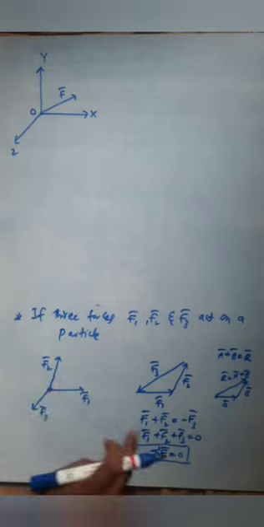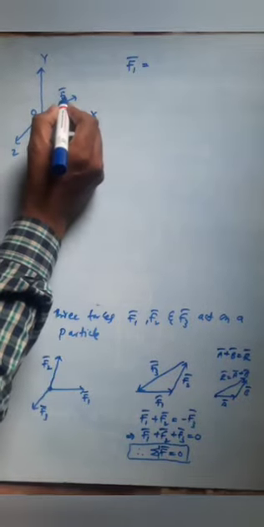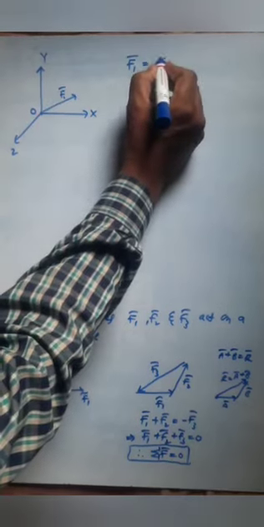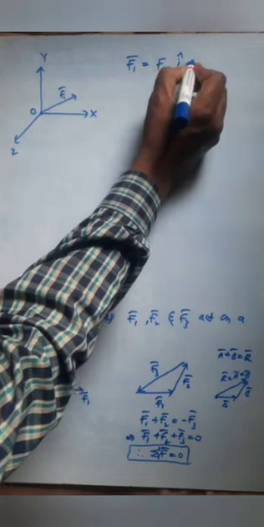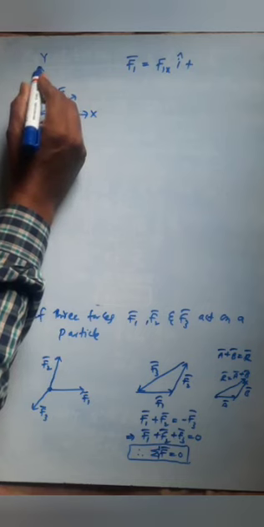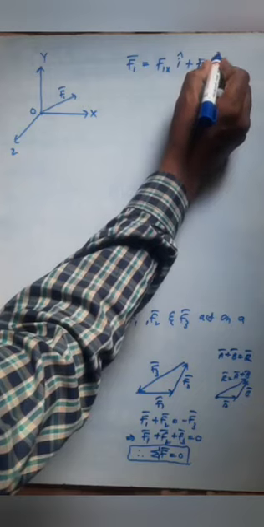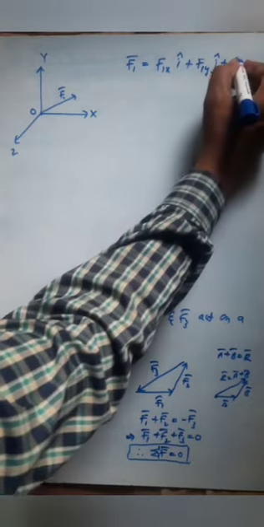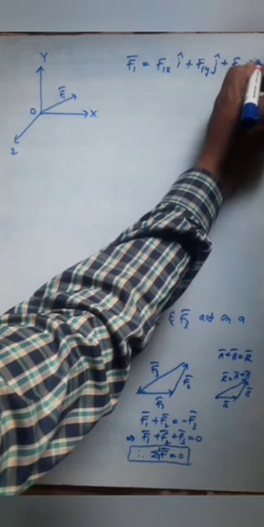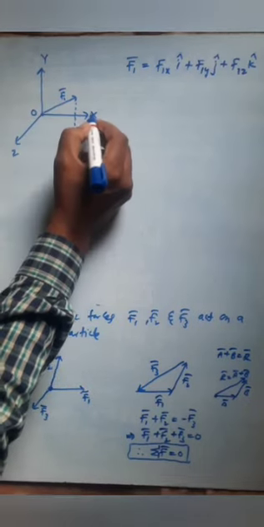Similarly, I am writing F1 bar. F1 bar is equal to, along the x axis the component of F1 bar is F1x i cap, plus along the y axis the component of F1 bar is F1y j cap. Along the z axis it is F1z k cap.